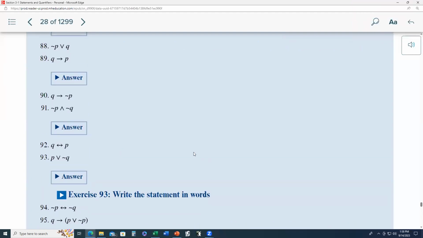All right. Whoa, now it gets a little bit more nasty. How would you do number 94? Remember, P is the plane is on time. Q is what? The sky is clear. The plane is not on time if and only if the sky is not clear. That's correct. The plane is not on time if and only if the sky is not clear. That's a biconditional. All right, it's getting a little more complicated now. 95.